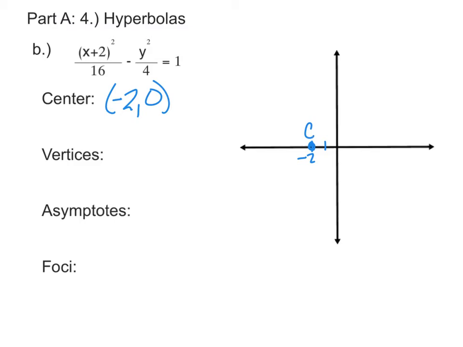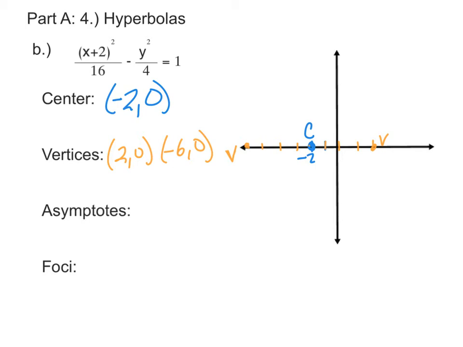Next, to find the vertices, since the x fraction comes first, we're going to move in the x direction. So we take the square root of the denominator, square root of 16 is 4, and go 4 units in the x direction. 1, 2, 3, 4. That's where the first vertex will be. Going back to the center, we'll move to the left 4 units. 1, 2, 3, 4. And that's where the second vertex will be. These two vertices happen at, the one on the right is positive 2, 0. And the one on the left happens at negative 6, 0.